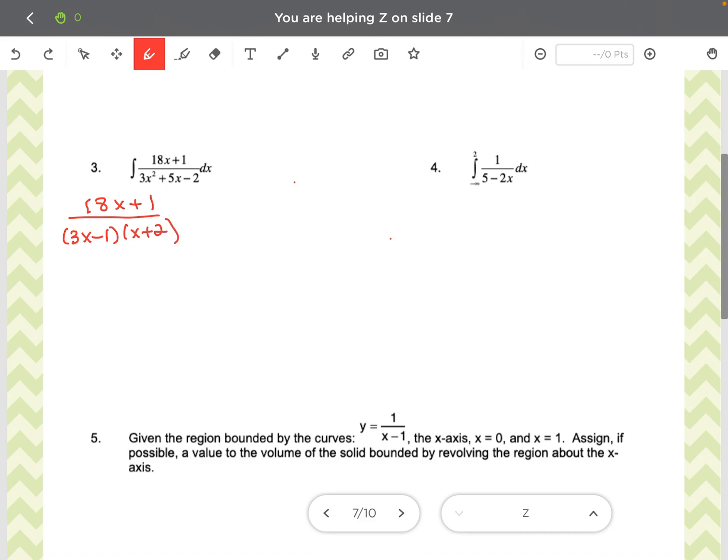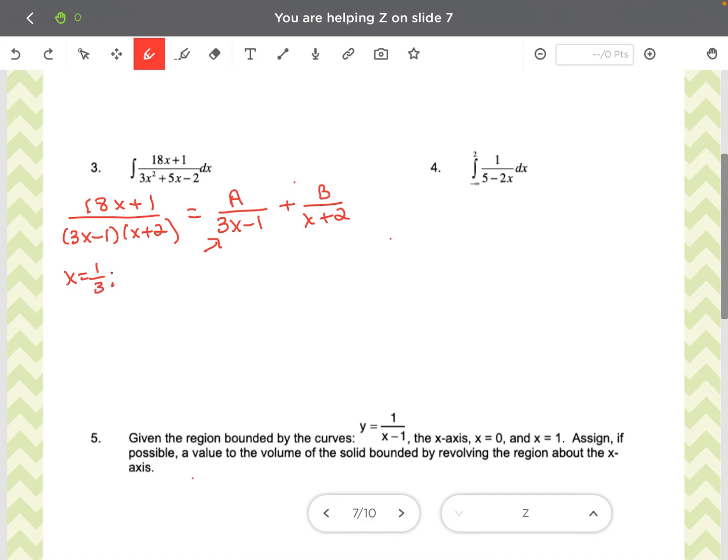And since we have two factors, I know this is going to split up into two partial fractions that look like this. And remember that we need to figure out what A and B are. In order to figure out A, remember what we want to do is find the 0 of the factor on the bottom of A, which is 1/3.